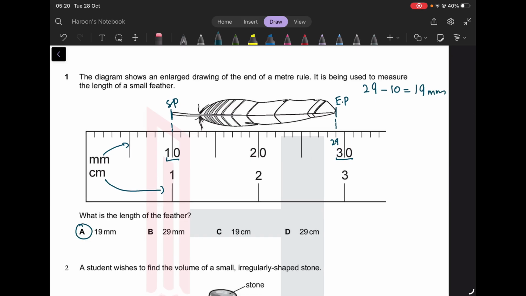Now in centimeters, I come down from here, for example, like this. This would be 1 in centimeters, and this would actually be somewhere around here, 2.9. So 2.9 minus 1 is equal to 1.9 in centimeters, right? So that is why the rest of the answers are incorrect.